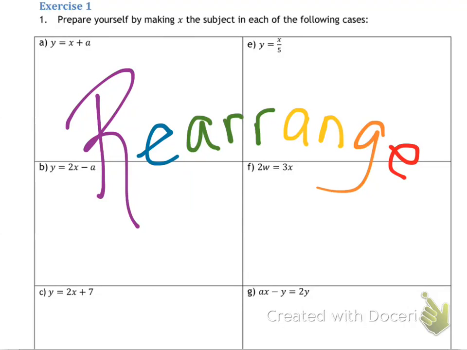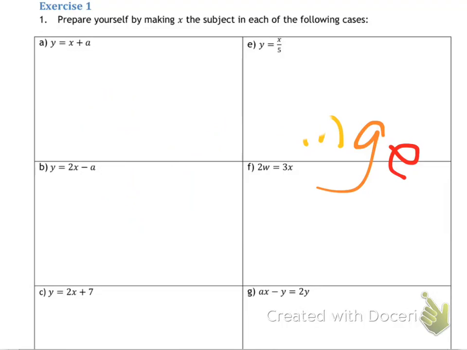Hello class, and today we'll be rearranging formulas. That's right. So your assignment today will be to complete 5 from exercise 1 and 5 from exercise 2. This video is going to focus on 2 of the problems here in exercise 1. You may count those. Alright, let's look at these.